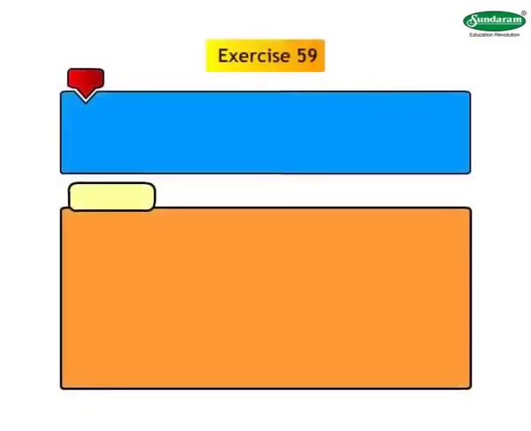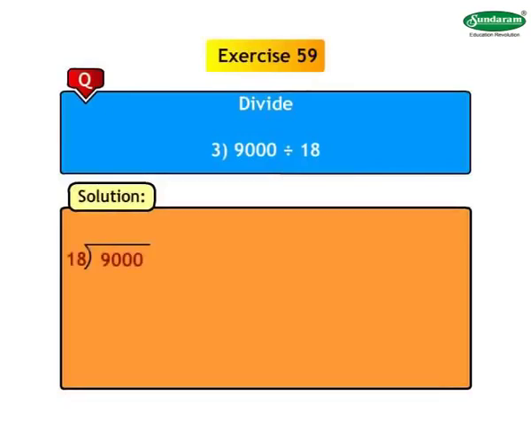We will now solve an example of dividing a 4-digit number by a 2-digit number from exercise 59. Question. Divide 9,000 by 18. Solution. Arrange the division vertically. The digit to extreme left of 9,000 is 9. 9 is not divisible by 18. So write 0 in the quotient above 9. 9 minus 0 is equal to 9. Write 0 next to 9 now.